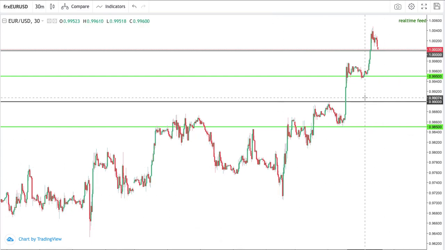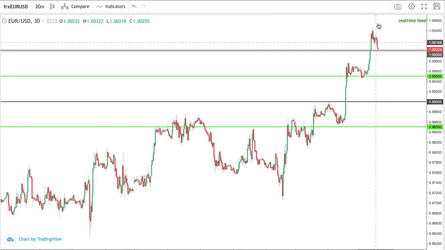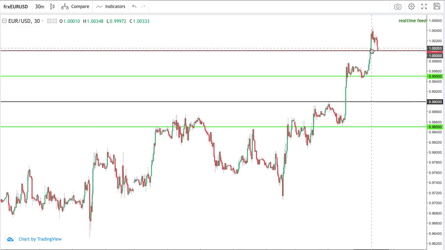Like currently, this buy here, I took this buy, and it hit my take profit at about this region here, and that was simply using psychological numbers. So today, I will walk you through how you can actually make much more profit following psychological numbers, and how you can improve your trades with them.